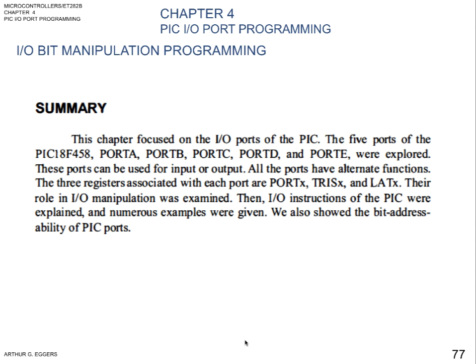So what we've done in this chapter is we've focused on just the I/O ports of the PIC. The 5 ports of the PIC 458 were looked at, port A, B, C, D, and E. The ports then can be used for input or output. Don't forget, you have to set them, you have to determine them. All ports have alternate functions. The 3 registers associated with each port are the port, the tri-state, and the latch.